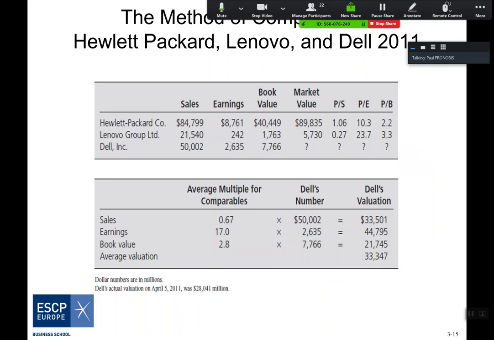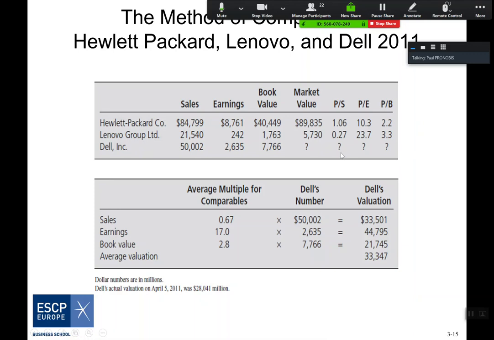Let me give you an example of how this calculation looks. If we assume Dell is the target company, we can observe sales, earnings, and book value for Dell, and we can also observe sales, earnings, and book value for two of their main competitors. We can also observe the market value of Hewlett-Packard and the other competitor, Lenovo. And as we have those four figures, we can calculate the price to sales ratio for Hewlett-Packard and for Lenovo, the price to earnings ratio for the two companies, and the price to book ratios for the two companies, okay? And from those multiples, we can assess what the market value of Dell should be.